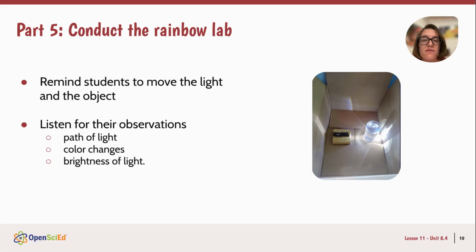If you have students struggling, listen in on their observations, and encourage them or question them about the path of light. Where is it going when it leaves the flashlight? What happens when it reaches the object? What happens when it leaves the object? Ask questions about color changes and if they notice any different colors, or you could ask them about the brightness of light. The more observations and the more specific their observations are, the easier it'll be to model later on.